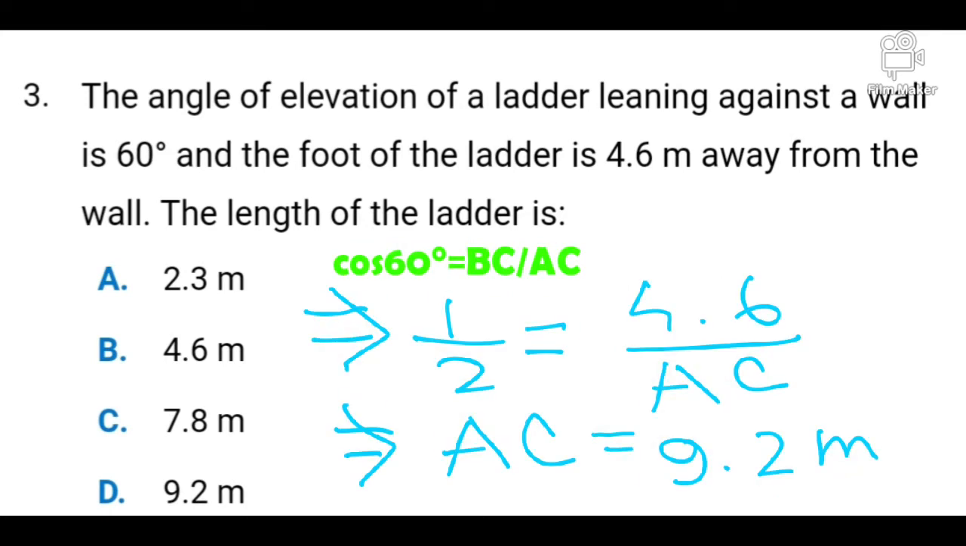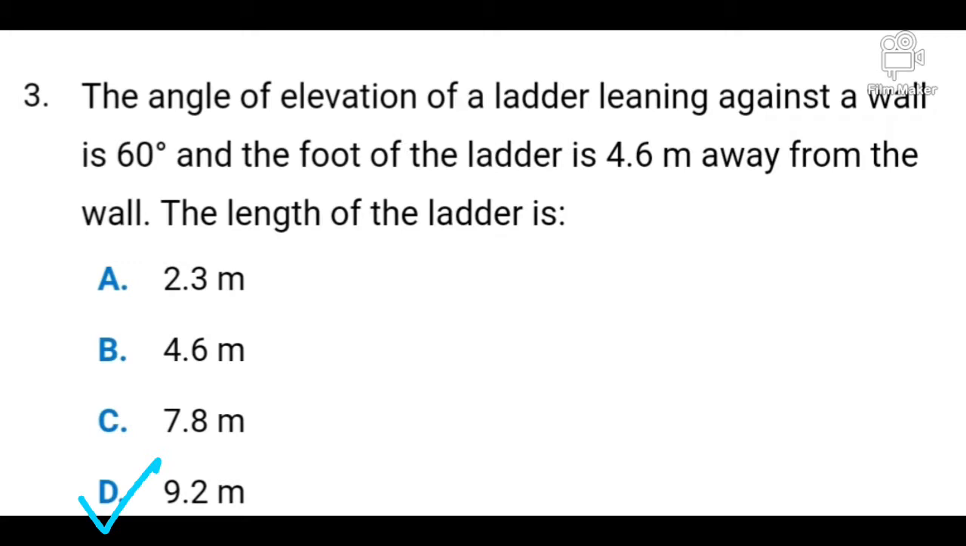So, in this question, since the base is given and we have to find the hypotenuse, we take cos theta. Here, cos 60 degree is equal to BC by AC. We know the value of cos 60 degree, which is half. We get half is equal to 4.6 divided by AC, and then by cross multiplication, we get AC is equal to 9.2 meter. So, the answer is 9.2 meter.